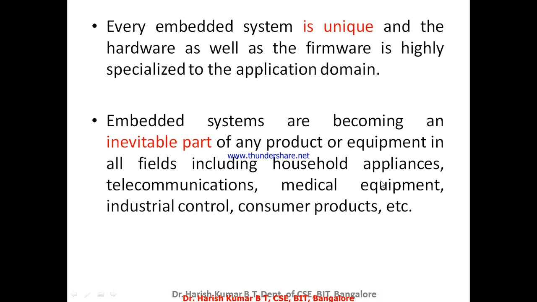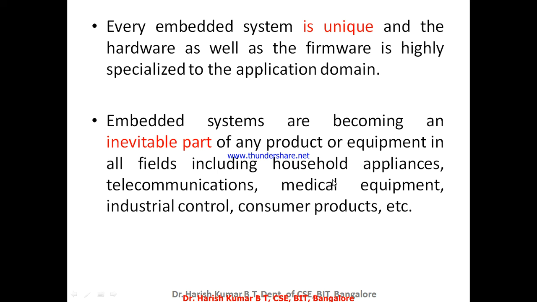Say, for example, household appliances. Already in the previous slide I showed one example, the microwave oven, and refrigerators are also there. So in the majority of household appliances you'll find an embedded system, and in the telecommunication industry you'll find embedded systems, because they may be in the form of routers, in the form of switches, or in general you can say the networking domain.